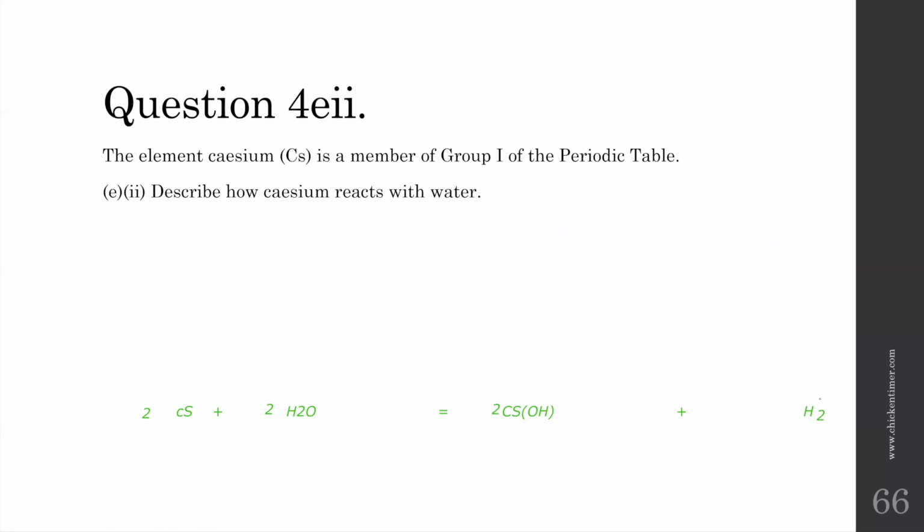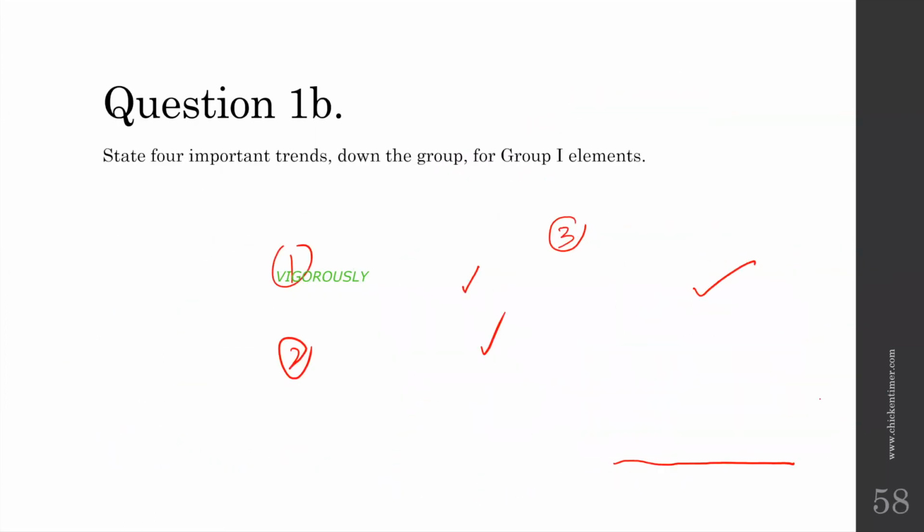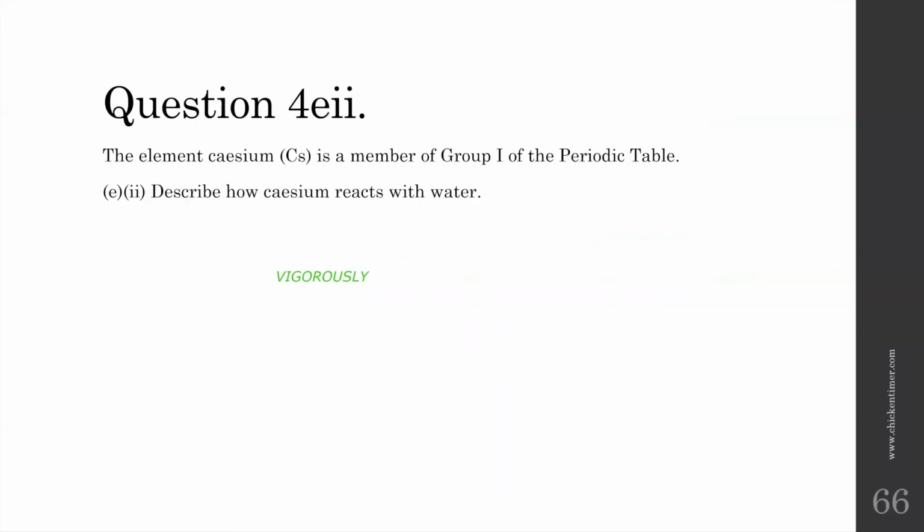Describe how cesium reacts with water. I think something similar has been mentioned somewhere earlier. Because it's a describe question, it's pretty much what you can see. So with cesium reacting with water, what kind of observation can you make? Yeah, something like this, the observation description.